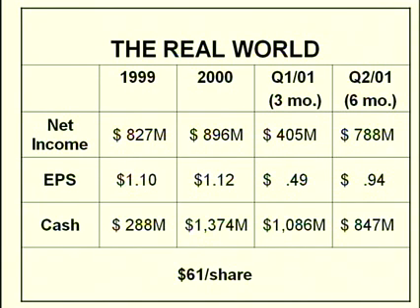Let's take a look at how they're doing on cash. They got $288 million of cash in 1999. Then they got $1.3 billion in 2000. Then they got $1.1 billion in the first quarter. Then they got 847 million in the first 6 months. But even so, the first 6 months of 2001, they're still about 3 times bigger than where they were just 2.5 years ago. These guys are doing great, right?